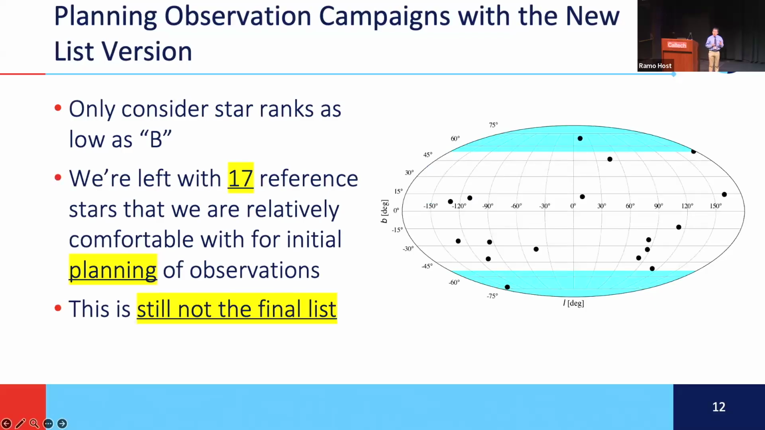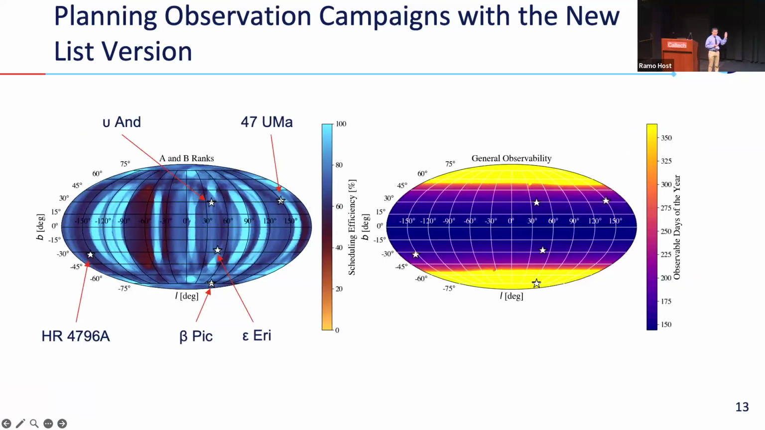But it's important to emphasize that this is not the final list. We're still taking observations, and the list is ever evolving and changing. So our work keeps going, even beyond our first planning of the first 6 months of observations. And I wanted to flash up the scheduling efficiency for this list of 17 stars.